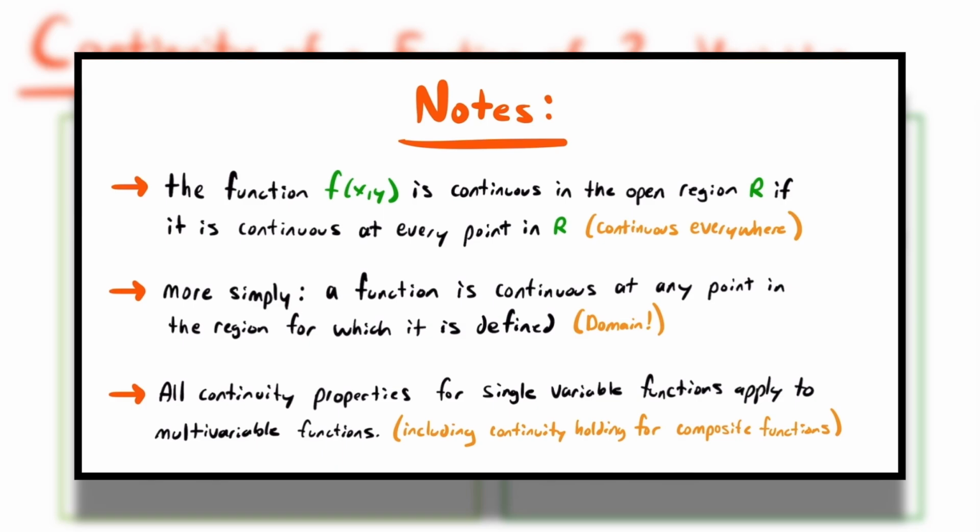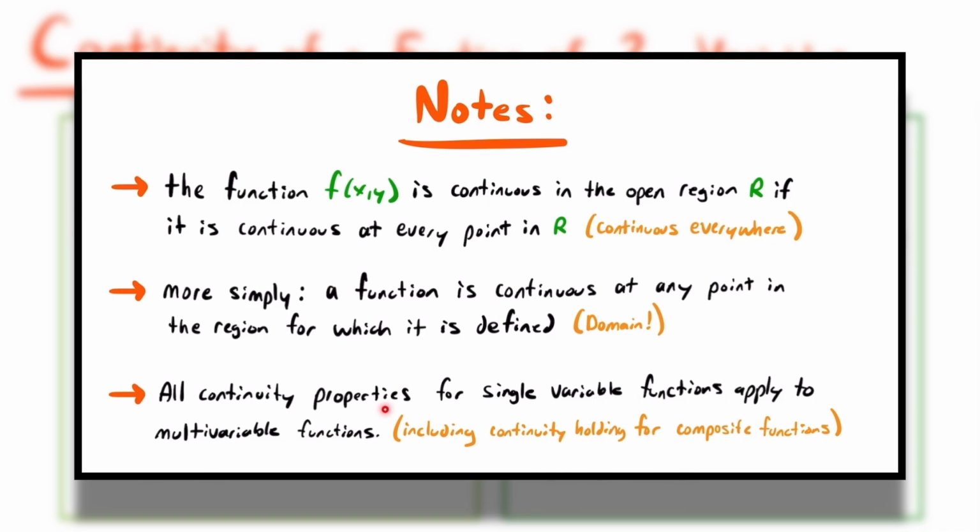Or a more simple way to view continuity for these multivariable functions is that a function is continuous at any point in the region for which it is defined. Essentially, what that means is you're just looking at the domain of that function. The domain tells us where the multivariable function is defined, and that also happens to be where the function is continuous. Now, there are some exceptions to that if you're working with piecewise functions, but generally what this means is that if you want to find the region for which a multivariable function is continuous, you just have to find its domain, which is something that we have already done previously in Calculus 3. Okay, so keep that in mind, but then one more point here.